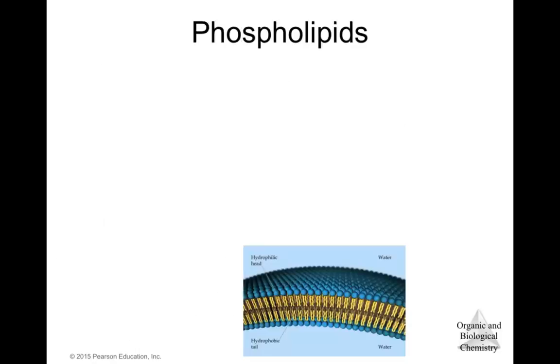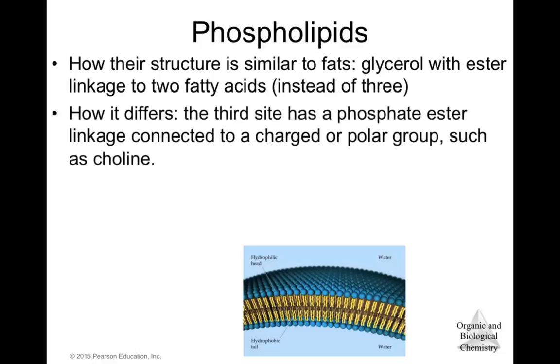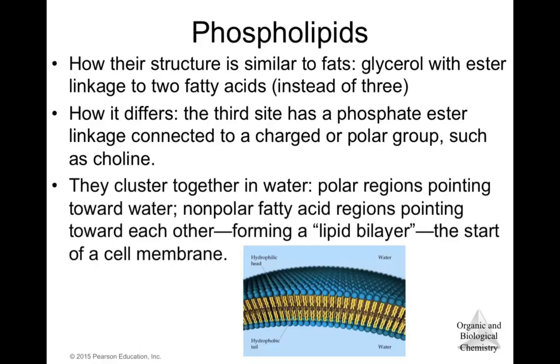So the phospholipids: how their structure is similar to fats, glycerol with ester linkage to two fatty acids instead of three. How it differs: the third side has a phosphate ester linkage connected to a charged or polar group, such as choline. They cluster together in water, polar regions pointing toward water, non-polar fatty acid regions pointing toward each other, forming a lipid bilayer, the start of a cell membrane.